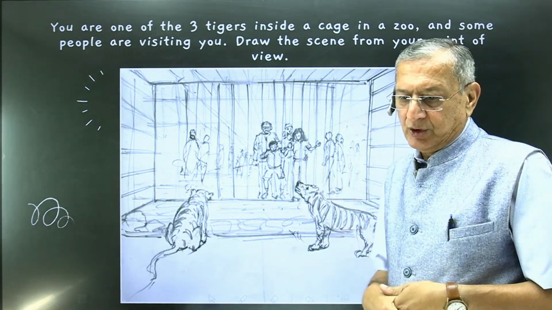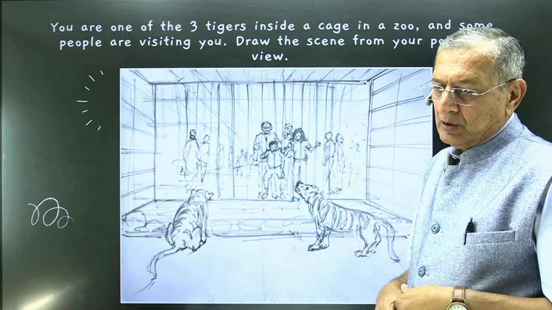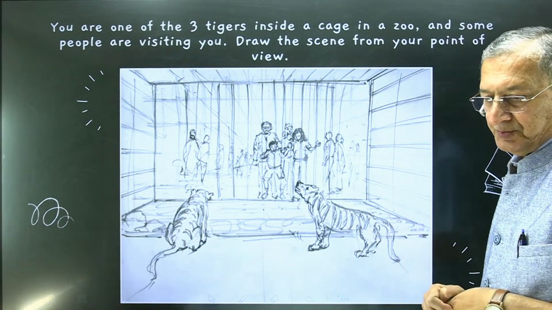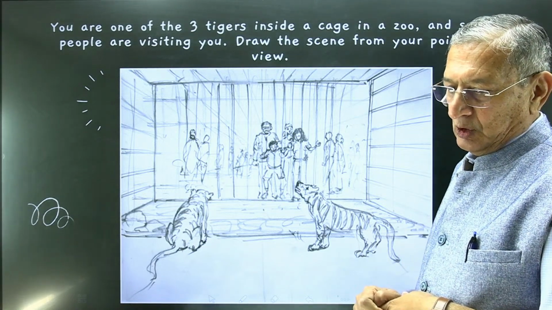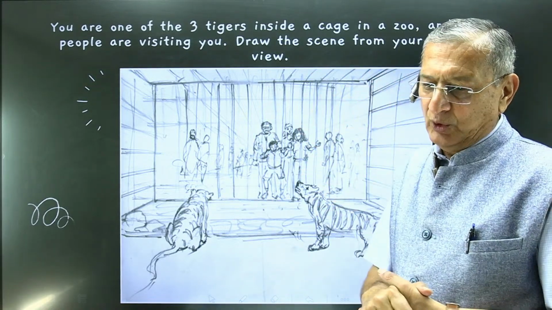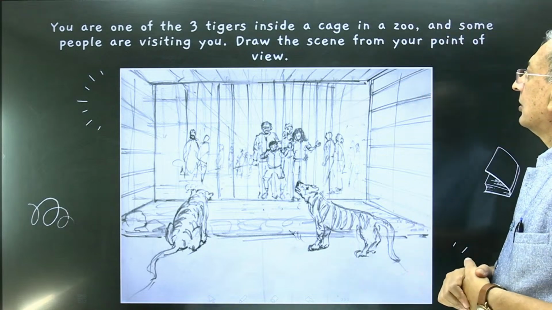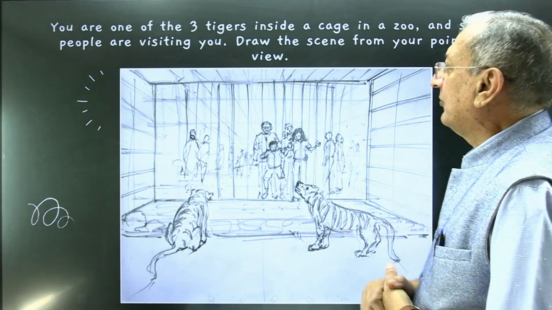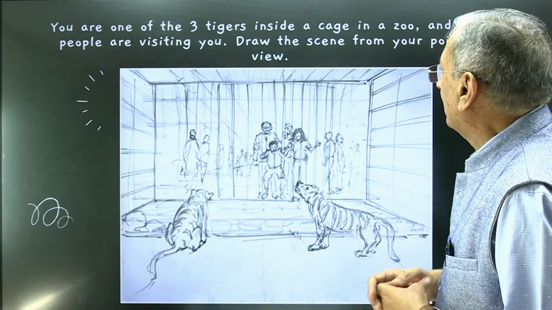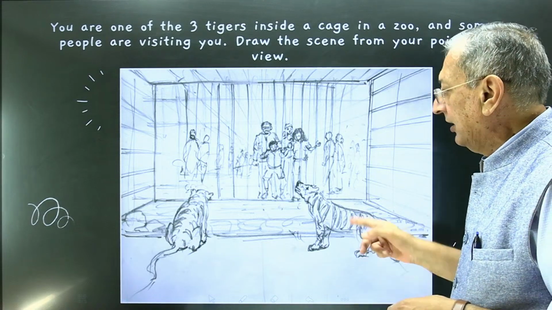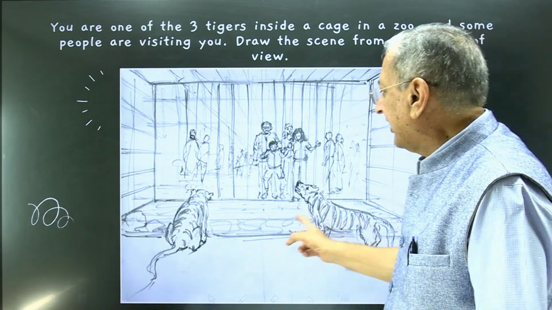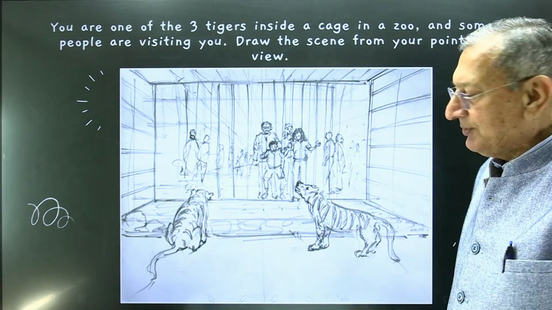Here is a question given to you. You are one of 3 tigers inside a cage in a zoo. Now, this was not given to you. This is a blank sheet before you. And some people are visiting you. That means the zoo. Draw the scene from your point of view. That means the tiger's point of view. So one of the 3 tigers, that means you have to have 2 tigers.